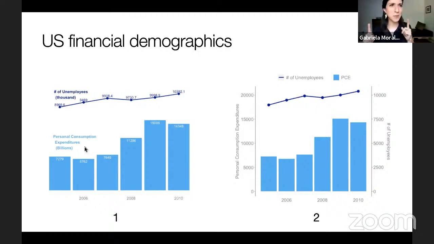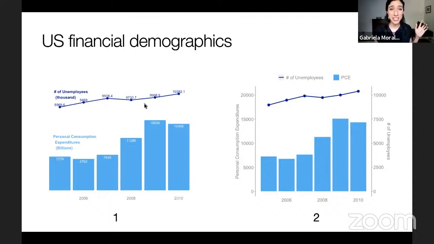But here, having two y-axes, like what does this even mean? Personal consumption expenditures here. Okay, now what? Line or bars? Okay, PCE. Okay, I guess this is the blue one. This is the bar. Okay, so this one belongs to this one. Now, number of unemployees. Oh, I guess this is it. And it's a different orientation. So like you go like this, you go like that. You have to match legend with axis with content. This is just too complicated. Just avoid having two axes.